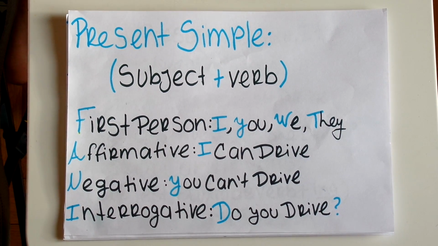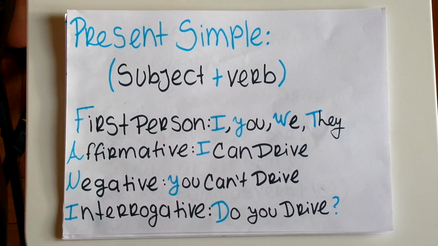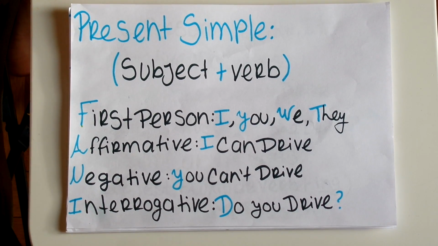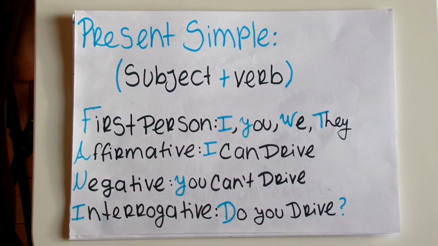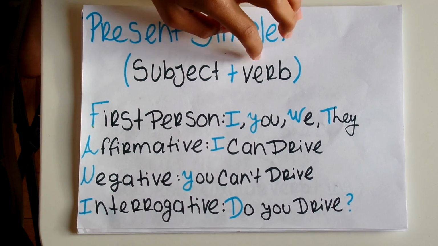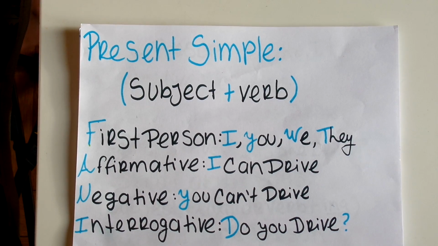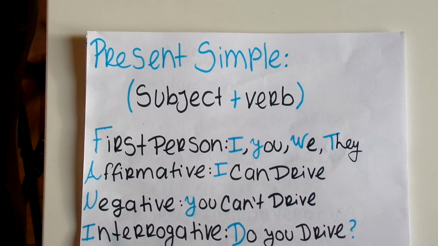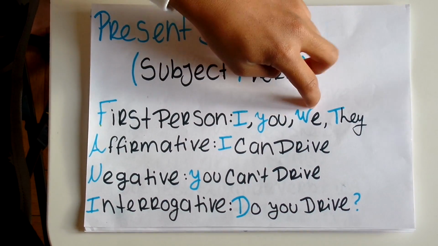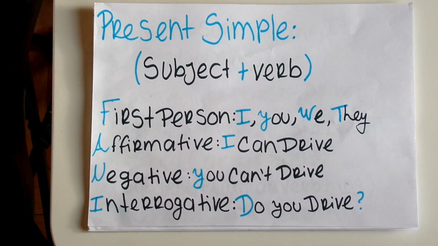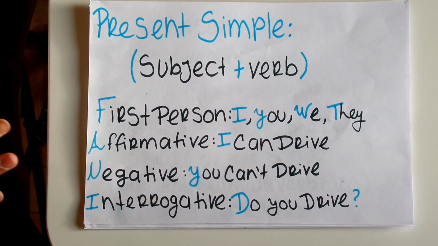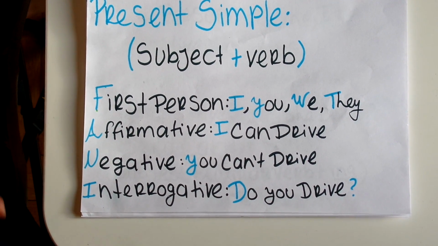Right now I'm gonna show some irregular verbs in different tenses. The first tense we're gonna use is present simple. The rule for this tense is subject plus verb. Right now we're gonna use the first person subjects that are I, you, we, and they. We are gonna use some of them in different cases.